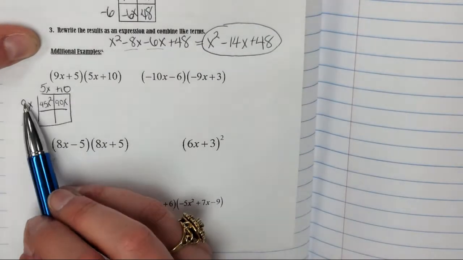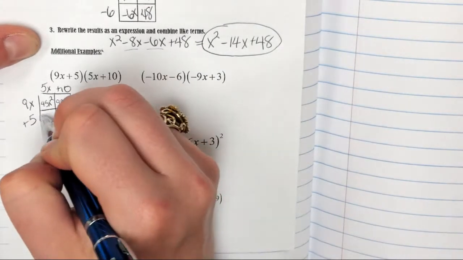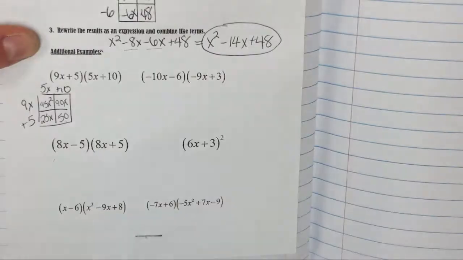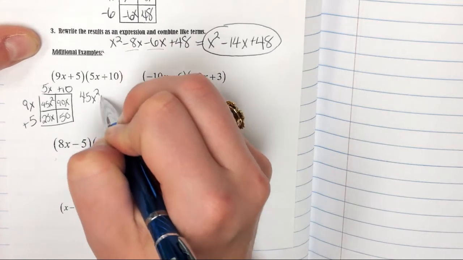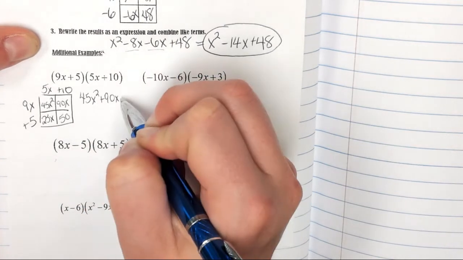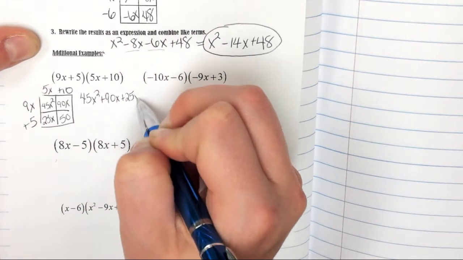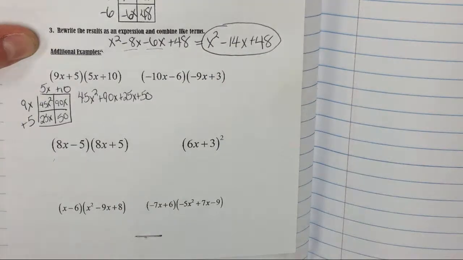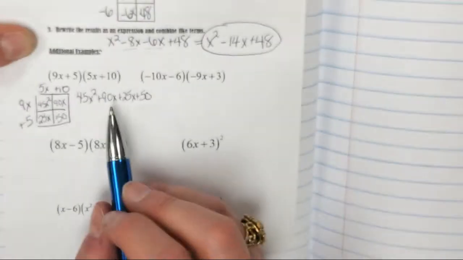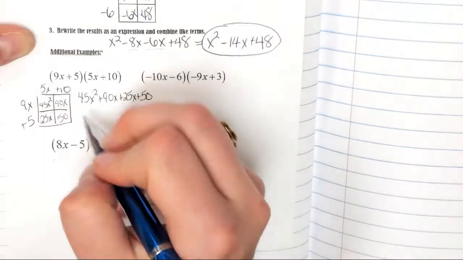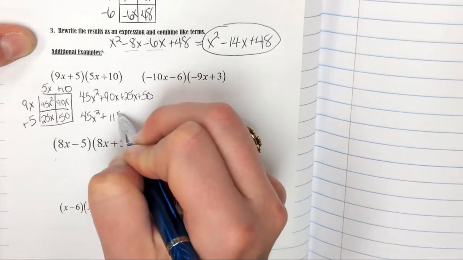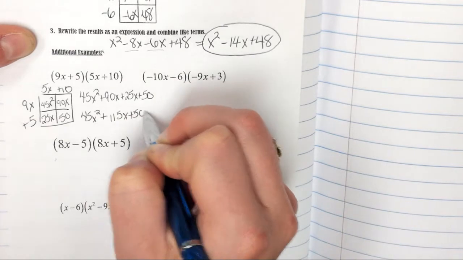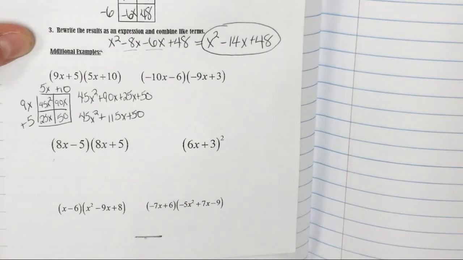5x times 5 gives me 25x. And 10 times 5 gives me 50. So then I would rewrite this as an expression, 45x squared plus 90x plus 25x plus 50. Combine my like terms together, 90 and 25. So I have 45x squared plus 115x plus 50 as my final answer.